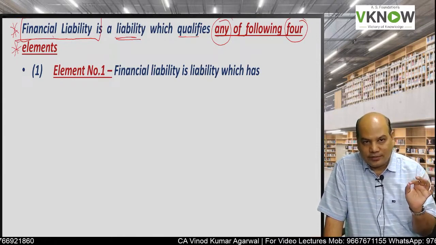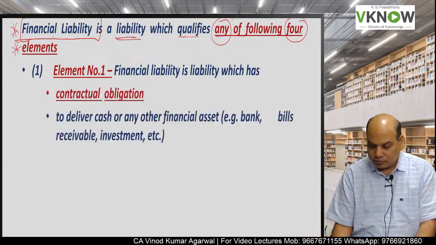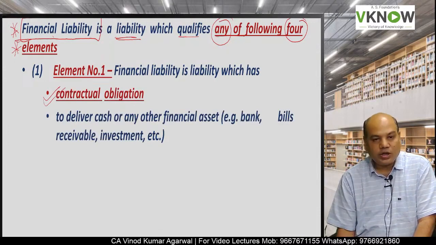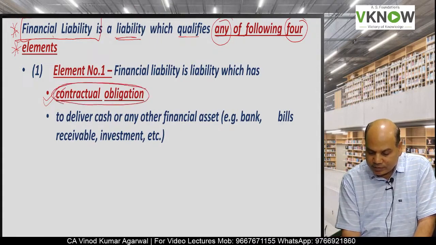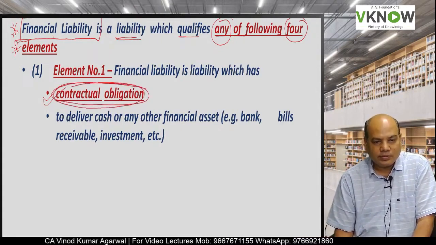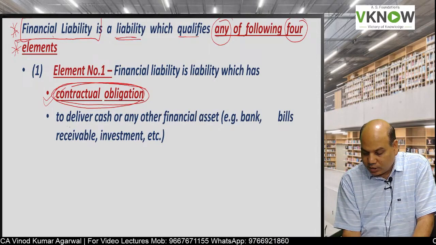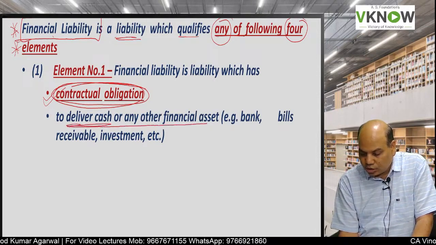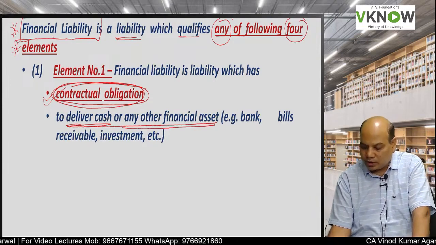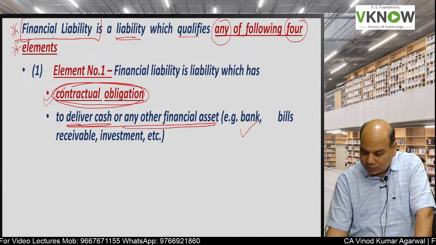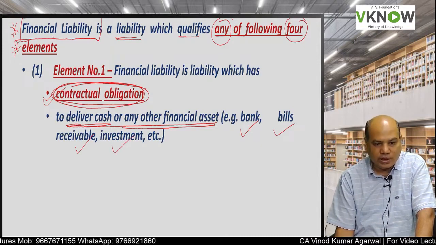We will call it element. So first element, element number one: a financial liability is a liability which has a contractual obligation. So first see whether there is a contract. Income tax liability is not a financial liability because there is no contract. It is a statutory liability. The contractual liability should be to deliver cash or other financial asset. For example, bank, bills receivable, investment, etc.